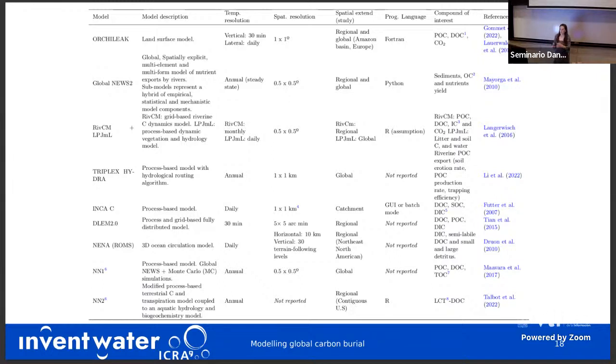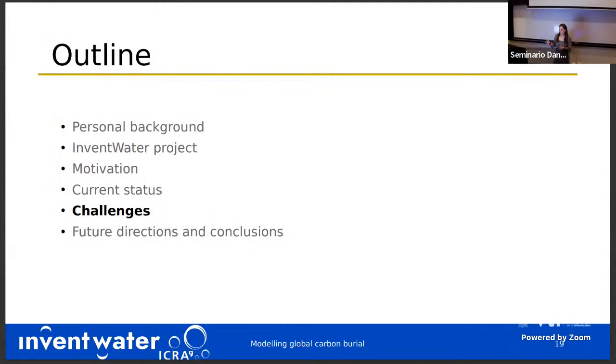I'm not going through all of them. I just wanted to show that there is a huge variety of model types, spatial and temporal resolution, the programming language that they use, or the compound that they model.